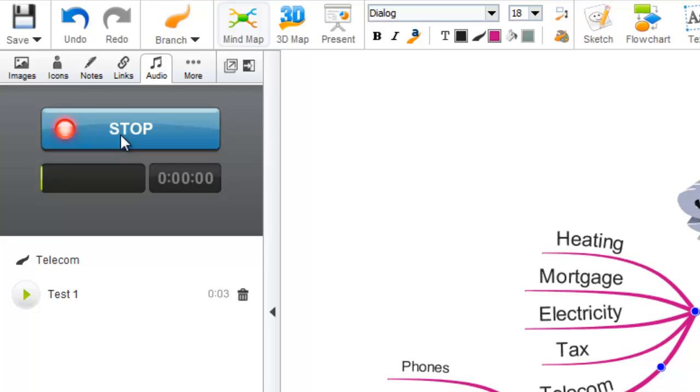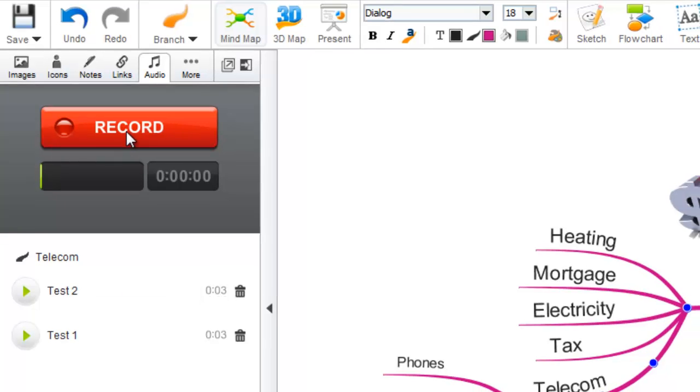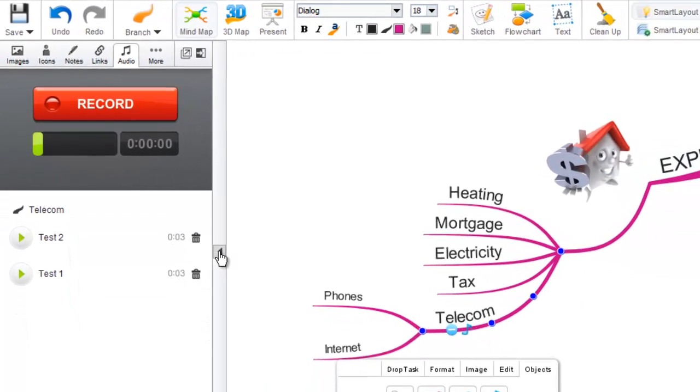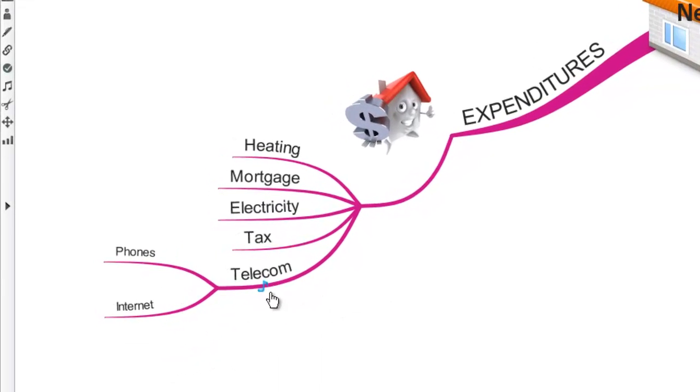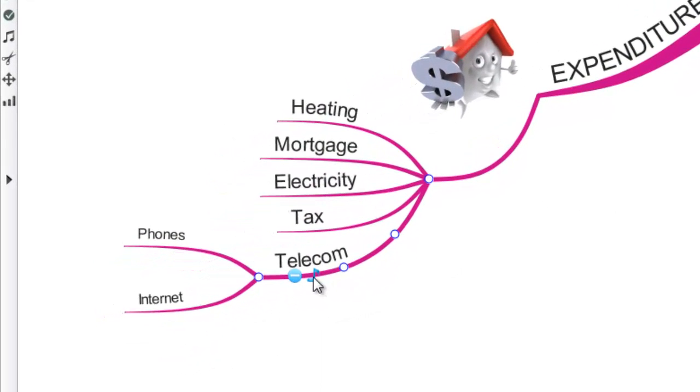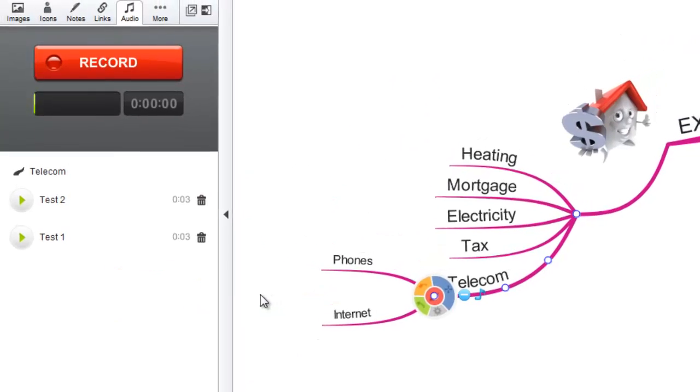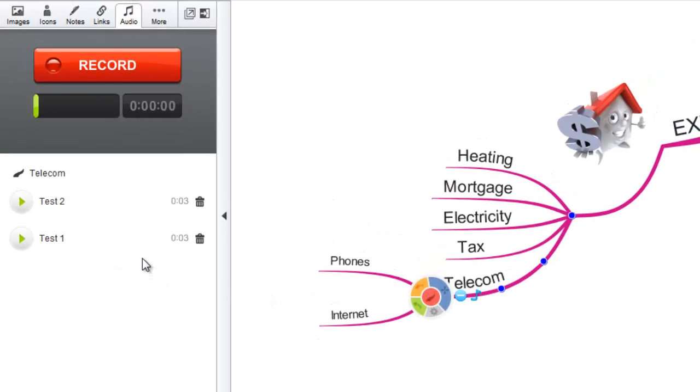Click Record. This is my second audio note. Click Stop to end. If you minimize the Properties panel, you'll notice that a music icon has been added to the branch. If you click this music icon, it brings up the audio notes which you originally recorded.